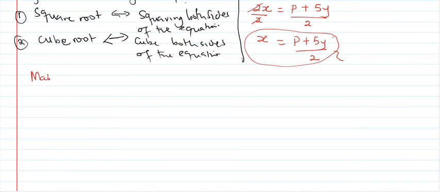Make x the subject. Make x the subject. Okay, we have y equals 3 into x plus a. Now they want x the subject. So step 1 is to look and see the x that we want. How is it bound with other elements?